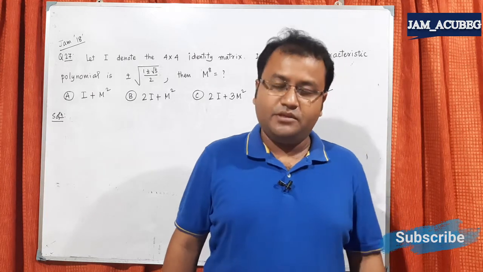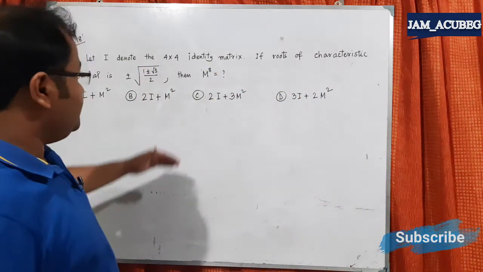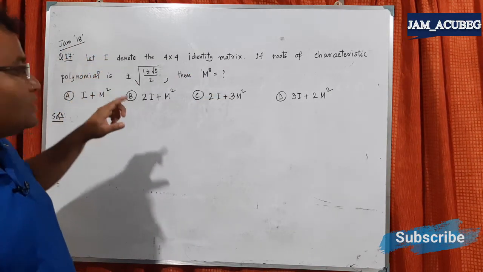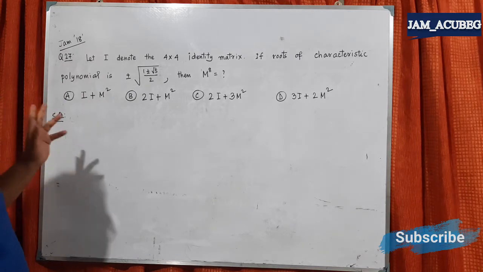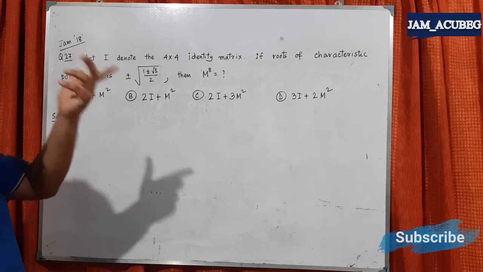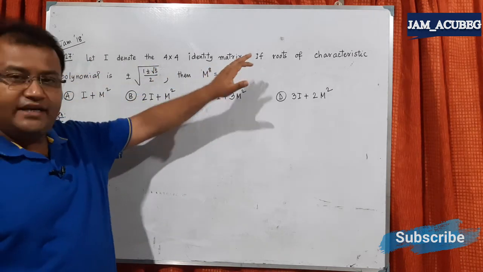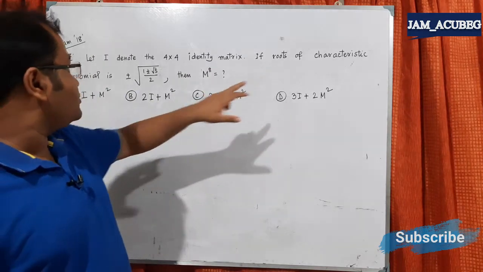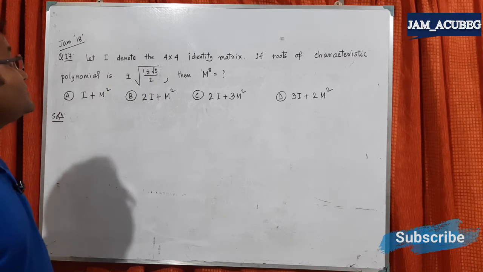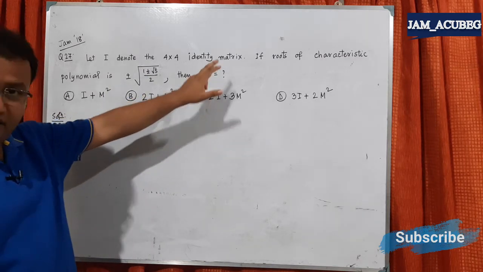Lecture of JAM mathematics. So today's class we try to solve a question depending on eigenvalue only, which came in JAM 2018, question number 27. So this question, it may seem very easy, but it is actually not that easy for BSc level students. So what is given? Let I denote the 4 by 4 identity matrix. If the roots of the characteristic polynomial are plus minus root over 1 plus minus root 5 by 2, then what is the value of m to the power 8?